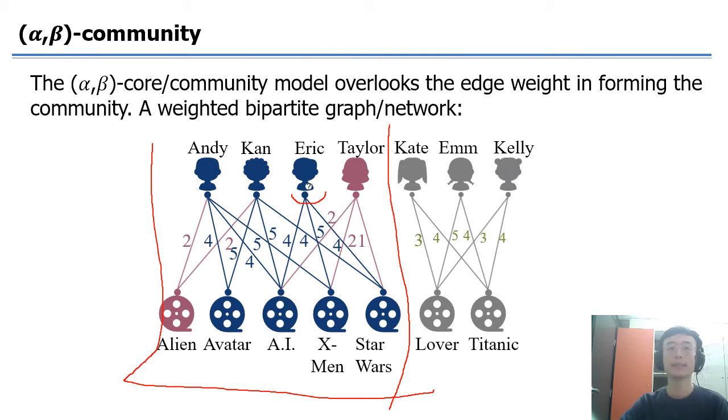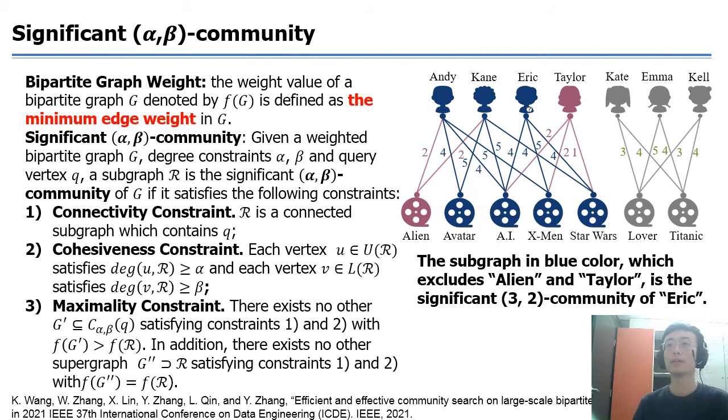And we can see it will include the movie Alien, which is not liked by Andy and Ken. And also, it will include the user Taylor, who has low ratings for 3 movies in this category, which means that she may not be interested in such a genre of movies. So the significant alpha-beta community model is proposed by further considering the edge weight on bipartite graphs.